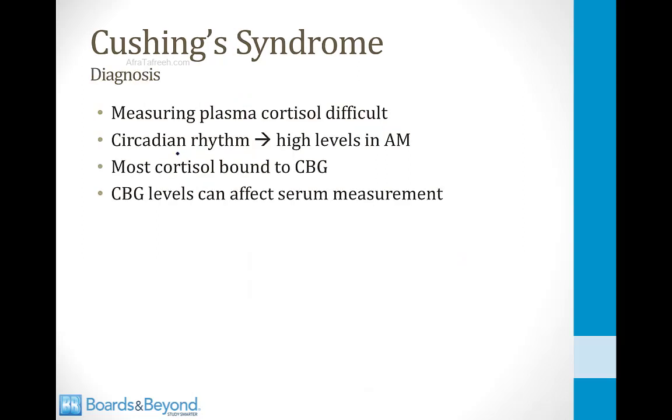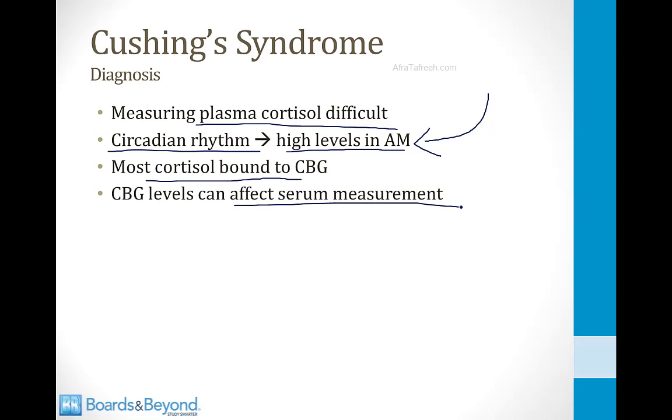You might think that it would be easy to diagnose the Cushing syndrome by simply measuring the plasma cortisol. However, measuring plasma cortisol is difficult for a couple of reasons. First of all, cortisol secretion follows a circadian rhythm so that the levels are highest in the morning. The morning also happens to be when most labs are open and most patients want to go and get their blood tested. So a high level on a morning sample is difficult to interpret because it may be due to simple circadian rhythms or it may be due to the Cushing syndrome. In addition, most cortisol is bound to cortisol binding globulin, and cortisol binding globulin levels can fluctuate, and this can affect the total amount in the serum.